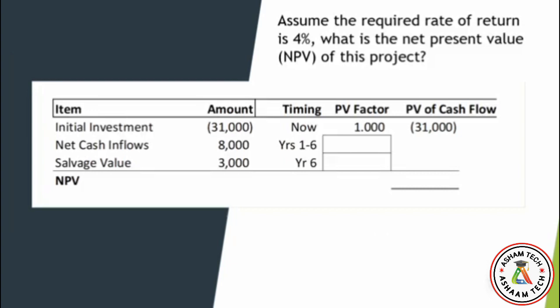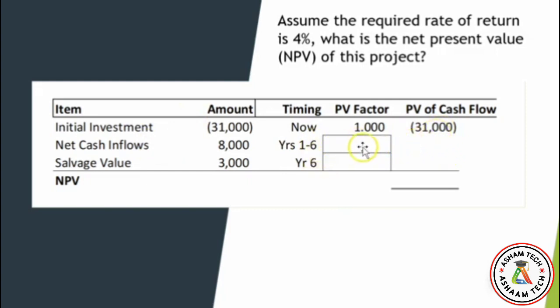So the first thing is I'm going to set up this table, and I recommend this is how you should do it. Put something like this in your notes so you remember how to do it. We're going to take the initial investment of minus 31,000. That happens now. So the present value of $1 today is 1. So the present value of 31,000 is 31,000. Since this is an outflow, it is a negative 31,000.